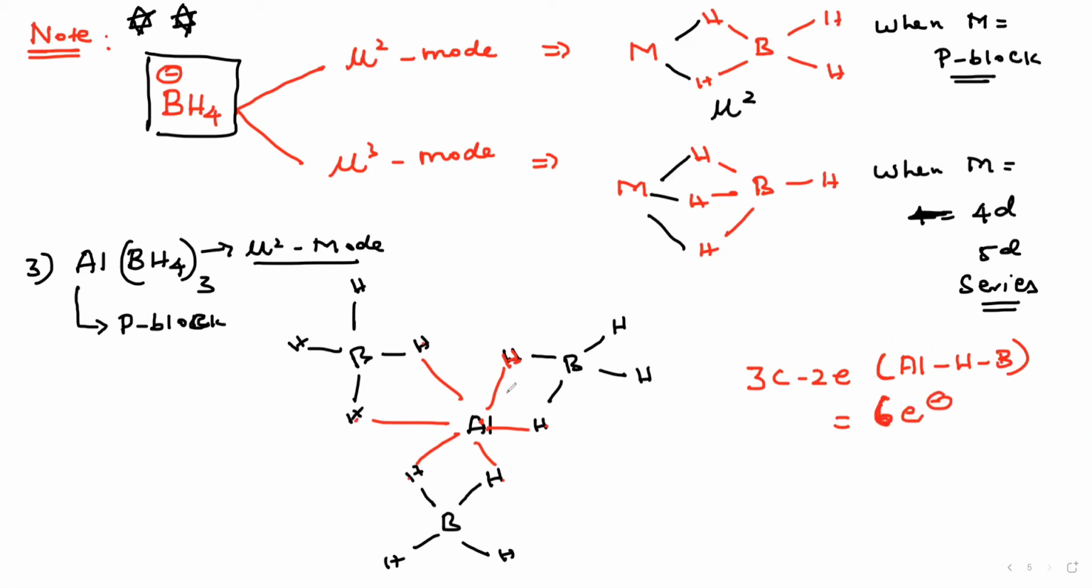Now, what is the coordination number of aluminium? 1, 2, 3, 4, 5, 6. The coordination number of aluminium is 6. Coordination number of boron? What is coordination number? Surrounding atoms, right? Directly attached surrounding atoms. 1, 2, 3, 4. So the coordination number of boron is 4. Therefore, what is the hybridization? sp3.